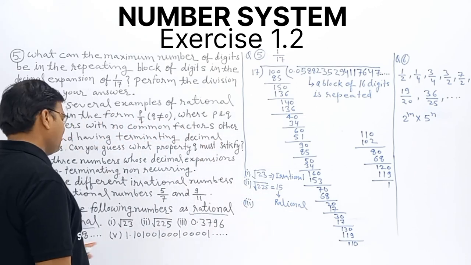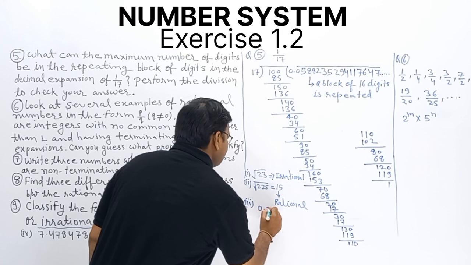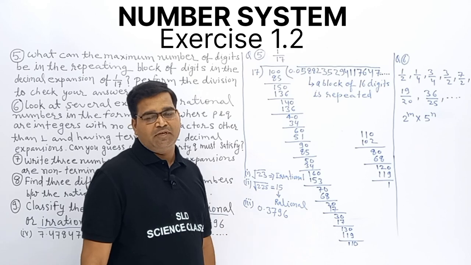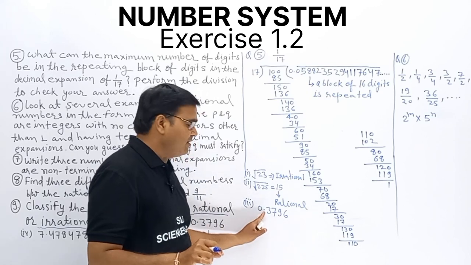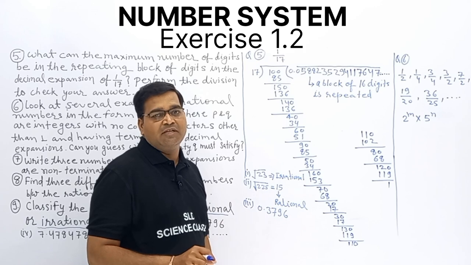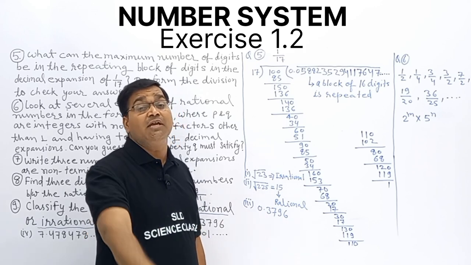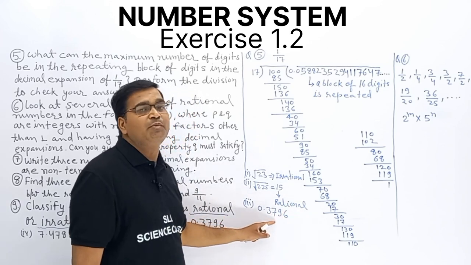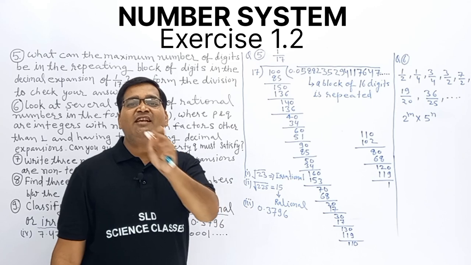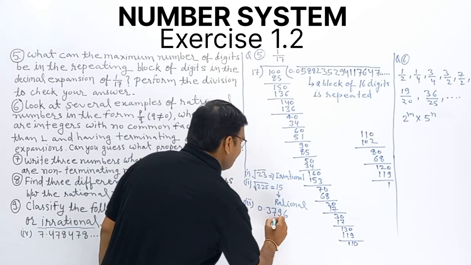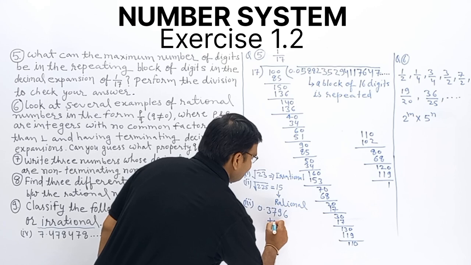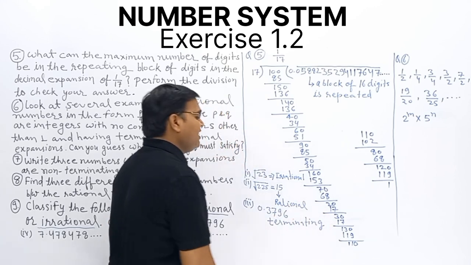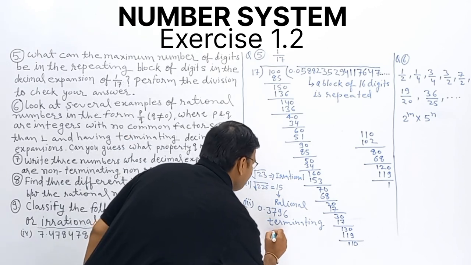Now the next question I am taking there. Next one is 0.3796. After 6 we do not have dots. If after a decimal we do not have dots, then we can say that number is a terminating decimal expansion. There are no dots, so this is terminating, and terminating decimal expansions are rational numbers. This is a terminating decimal expansion.